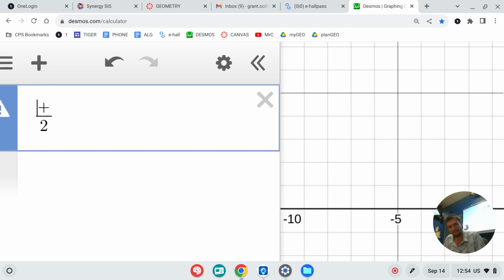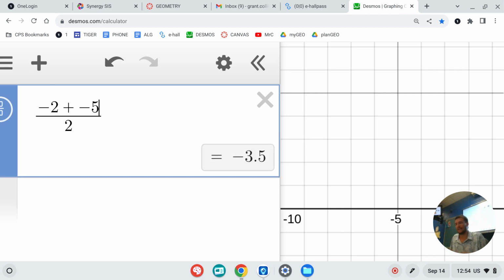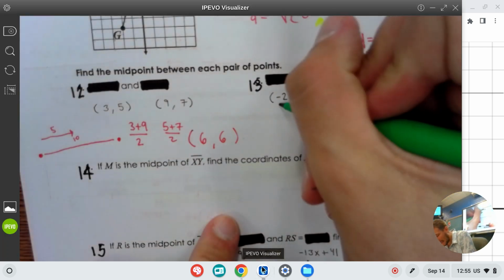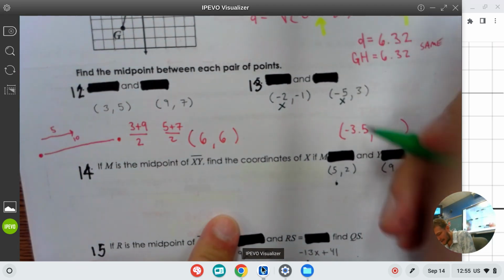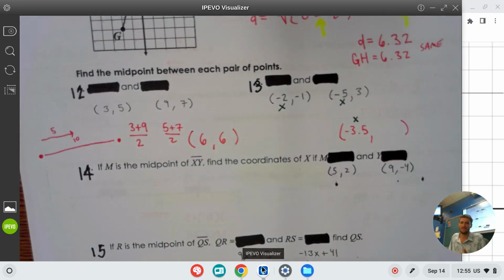So, did anybody get the x value for number 13? I heard negative 3.5. If you take negative 2 and you take negative 5 and you add them up and divide by 2, I agree with you. Negative 3.5 is going to be our midpoint. Notice I'm taking my x value and my x value to give me my x value. I'm not mixing x and y's when you're talking about midpoint or distance.